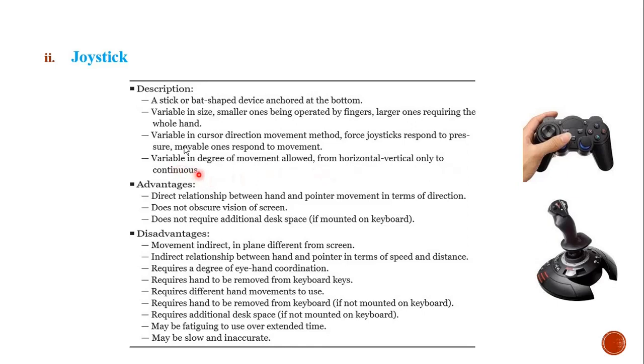It is continuous. With variable degree, you can move this kind of joystick in all degrees, left, right, or any of 360 degrees. You can move the joystick in all directions. Then the advantages: a direct relationship between the hand and pointer movement in terms of direction. Again, the same point, it does not obscure vision of the screen, and also it does not require additional desk space if mounted on the keyboard. So this is one advantage.